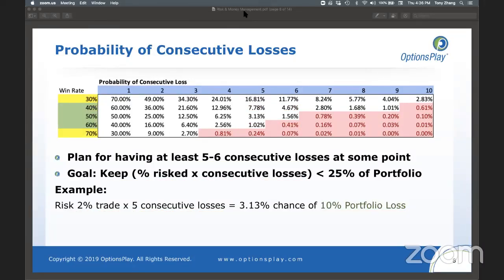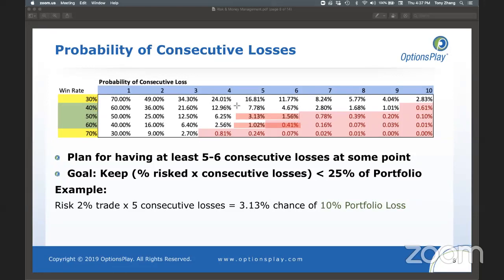So you can adjust this based on your win rates. If, let's say, you sell credit spreads, then you have maybe a 1 to 1.5% chance of having 5 to 6 consecutive losses. If you have a 50% win rate, you have about a 1.5 to 3% chance of doing that.